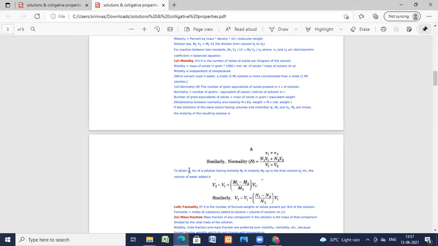Now, to dilute V1 ml of solution having molarity M1 to molarity M2, with final volume V2, the volume of water to be added is given by this formula: V2 minus V1 is equal to M1 minus M2 by M2 into V1. Similarly, V2 minus V1 is equal to N1 minus N2 by N2 into V1.